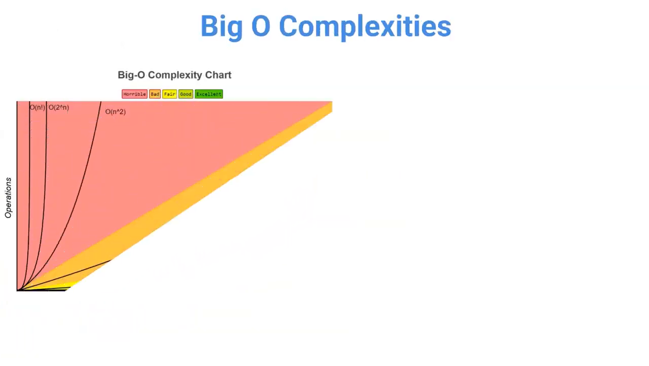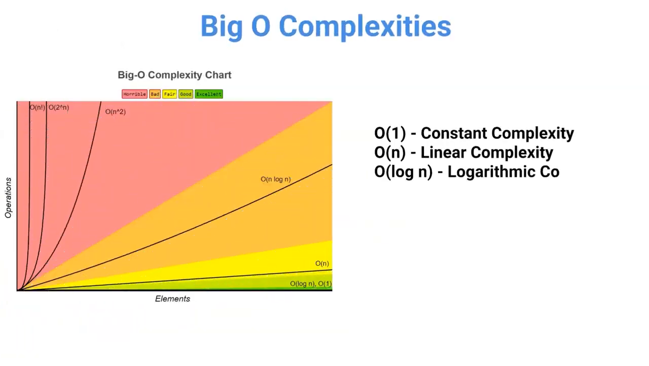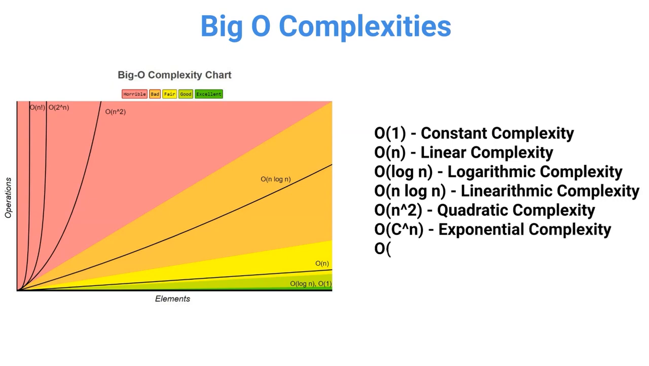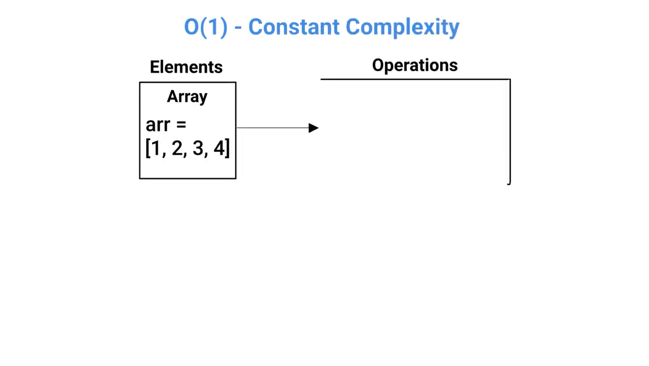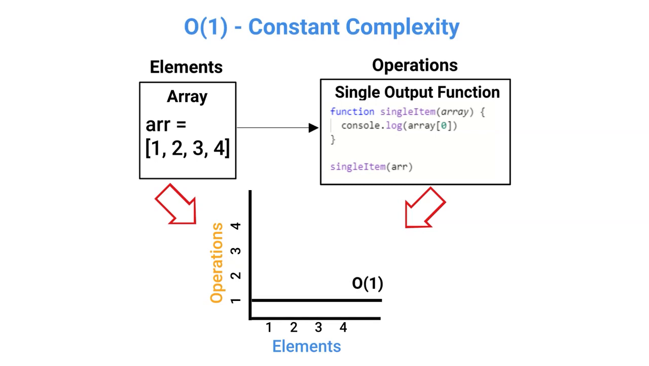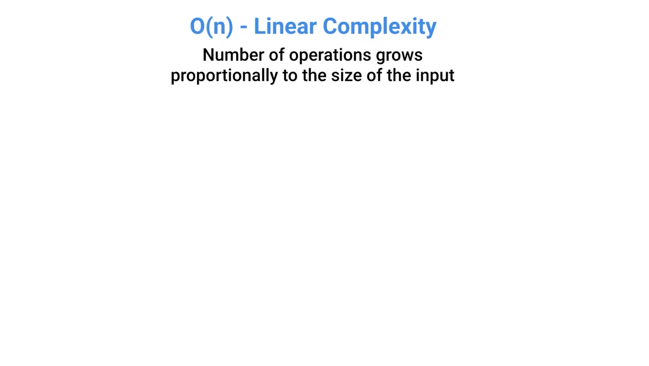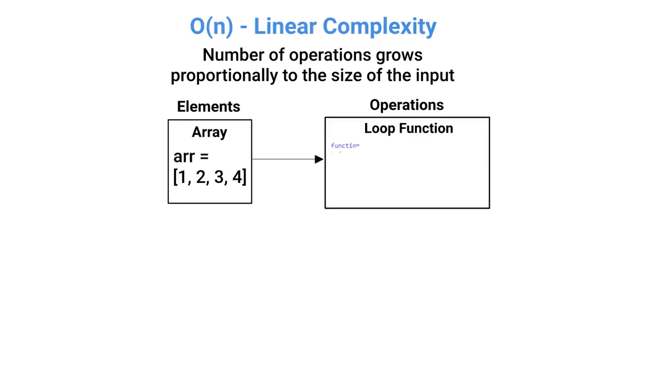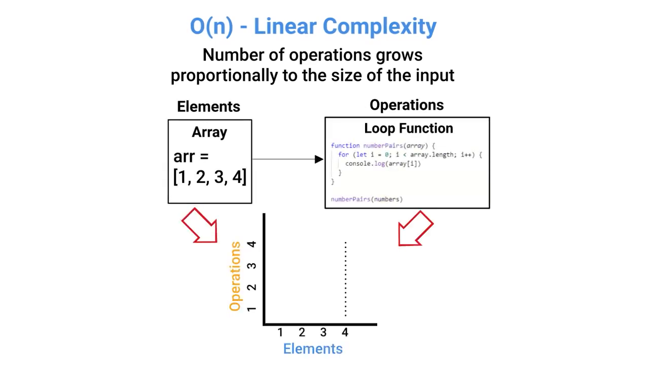There are a lot of complexity types, but these are the most notable ones for computer science. The list is sorted from the most efficient to the least efficient big O complexity. Constant complexity means that every single input requires a single operation, for example, a variable assignment. The linear complexity, however, means that the amount of operations required to calculate grows proportionally to the size of the input that it is given. If we had an array of 4 items and we looped through it 4 times, the O of n would be O of 4.